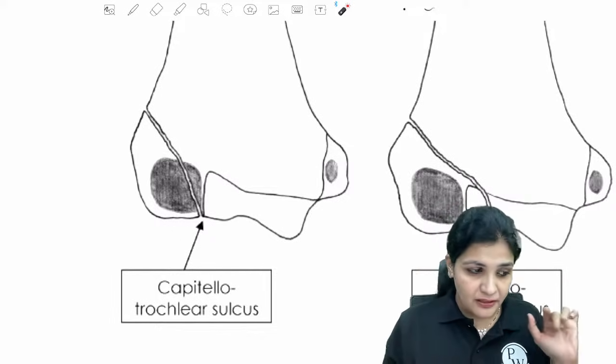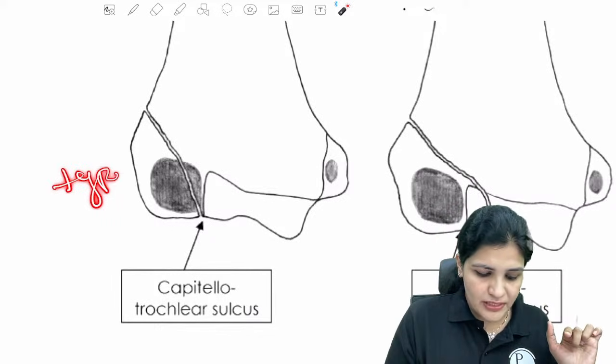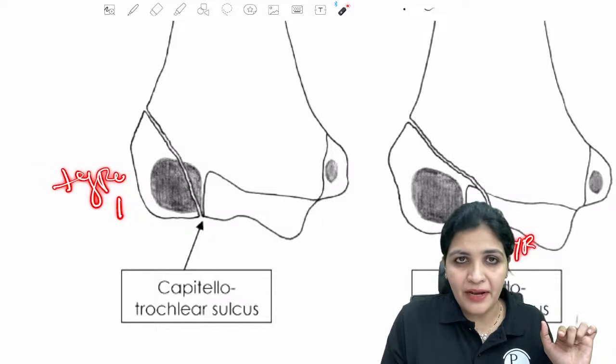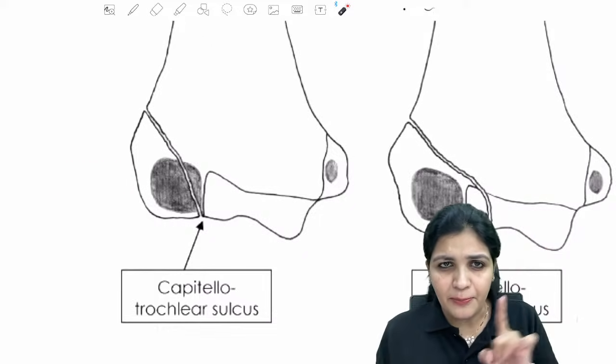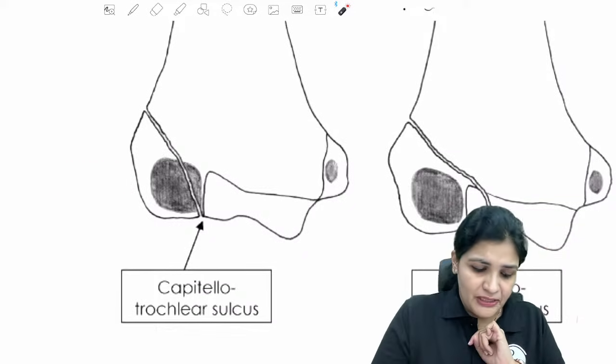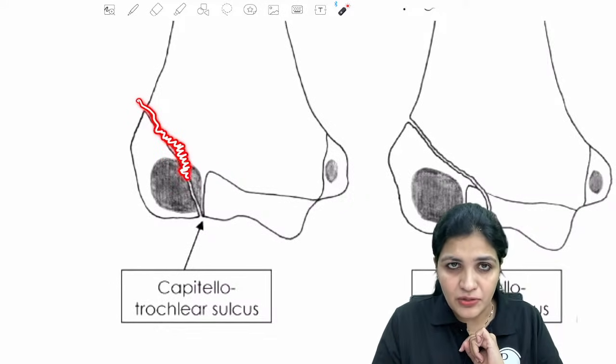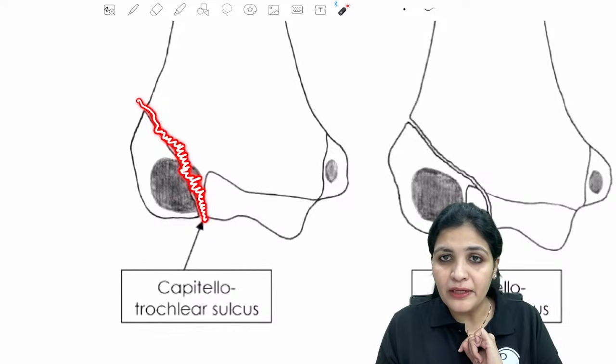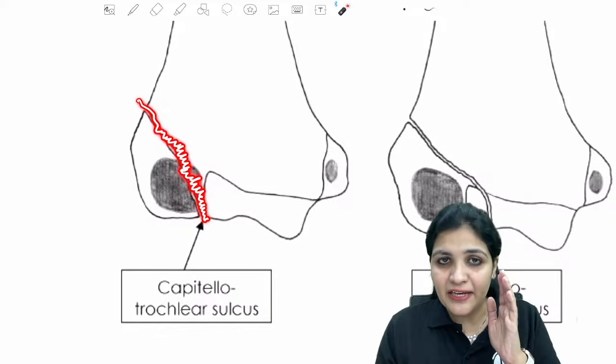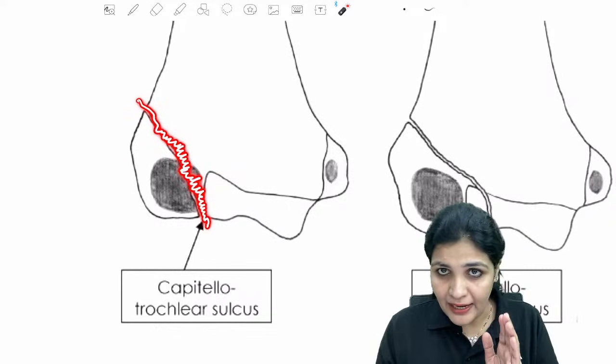And if you see the difference between type 1 and type 2, the fracture here in the lateral condyle in type 1 extends into the capitulum and goes only up to the sulcus. That means it is involving the capitulotrochlear sulcus only, right, in type 1.